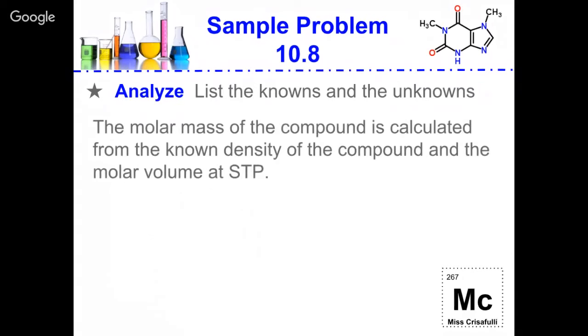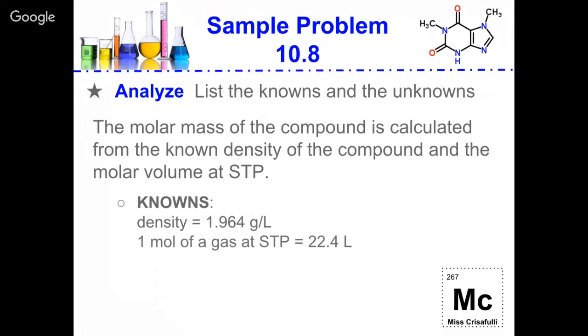The molar mass of a compound is calculated from the known density of the compound and the molar volume. So we know the density. We know that 1 mole of a gas at STP is 22.4 liters. We don't know the molar mass. Look at that unit for molar mass, grams per mole. That should help you out in how you need to set this up and what conversion factors you need to use.